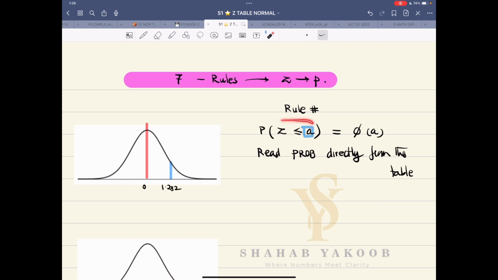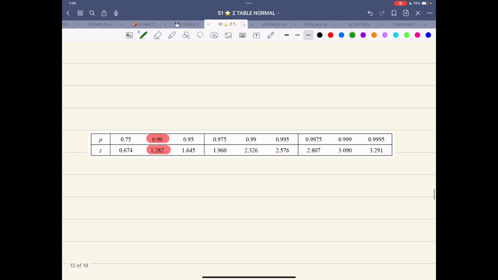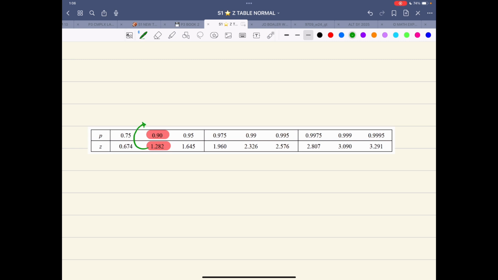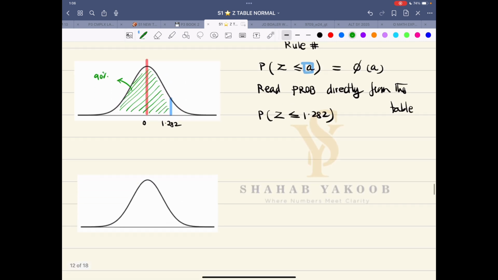Read the inequality again. In this manner, if I write it, probability z less than or equal to 1.282, which means what is the probability to the left of this particular value? What is the area under the graph? So for 1.282, the corresponding probability is 90% or 0.9. So therefore, I'll write probability z is less than or equal to 1.282, that is 0.90.